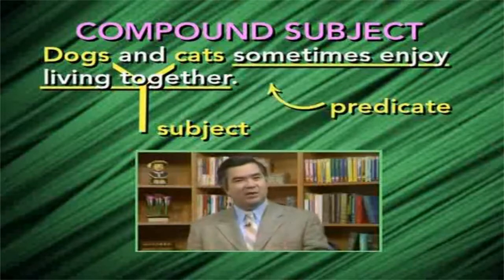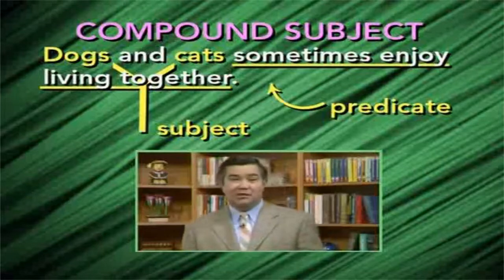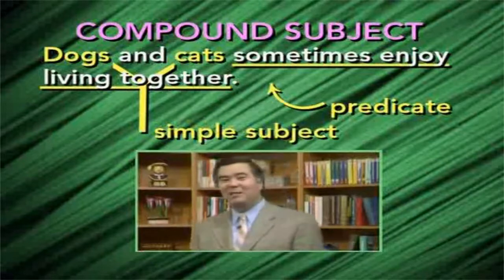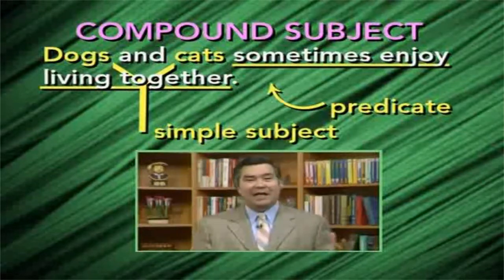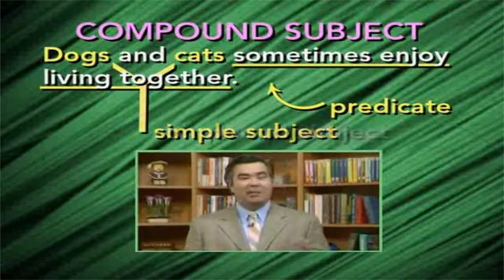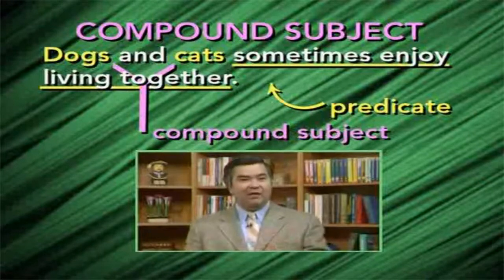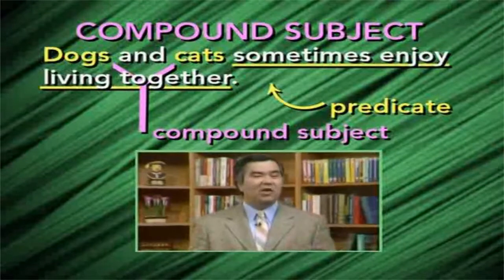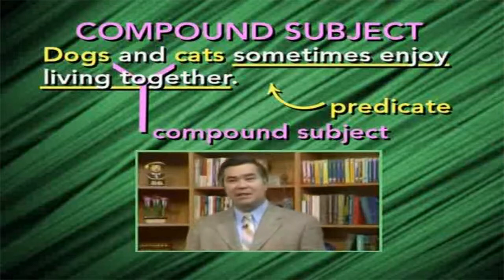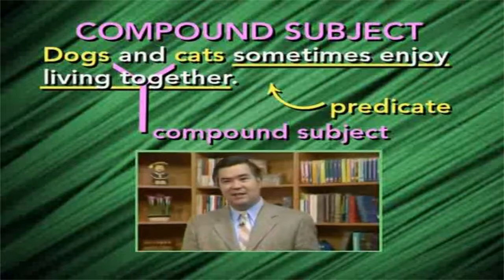Now, what's the simple subject of this sentence? Is it dogs? Is it cats? Well, really, it's both. The sentence isn't only about dogs, and it's not only about cats. It's about both. And since we have two subjects that are joined by the word and, we would consider this a compound subject. So the entire subject is both words and the word and between them. Dogs and cats all together go to make up the subject as well as the simple subject. In this case, a compound subject exists in this sentence.